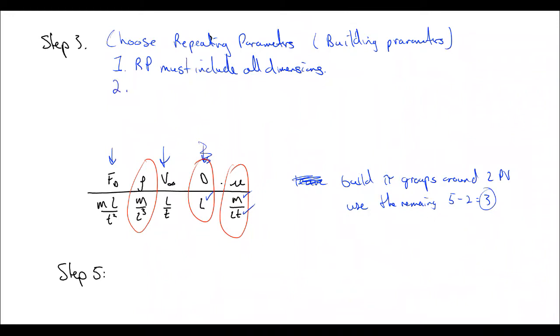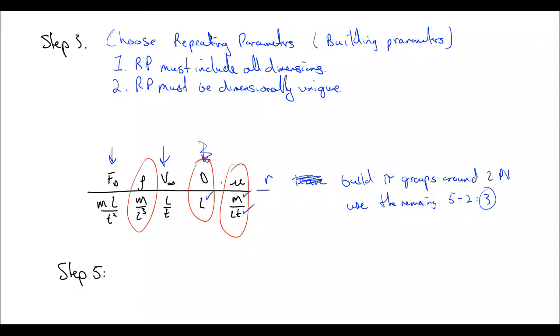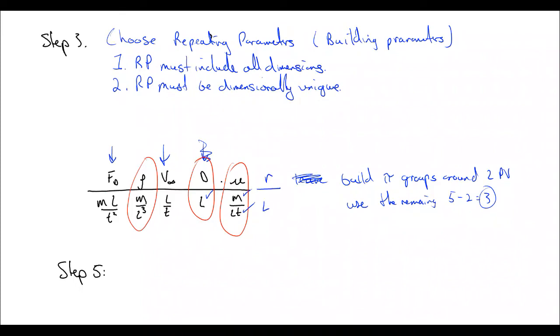All right, number 2, our repeating parameters must be dimensionally unique. What does that mean? Let's say that instead of diameter, we also had radius here. The units on radius are length, and that means that we could not choose radius and diameter as our repeating parameters. We'd have to build a pi group around radius.